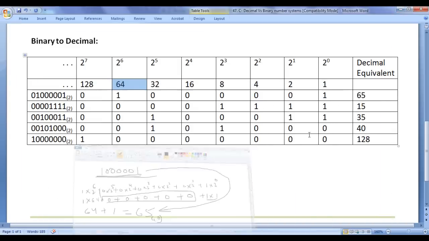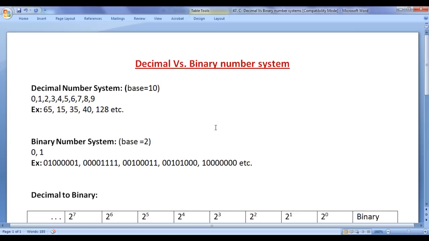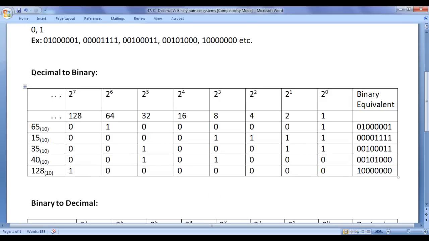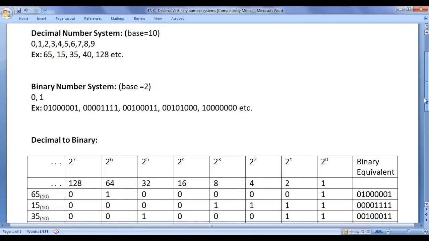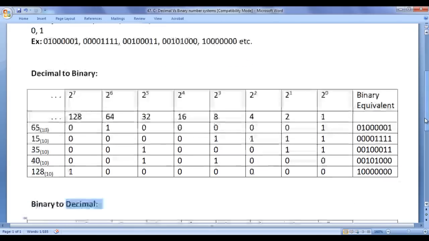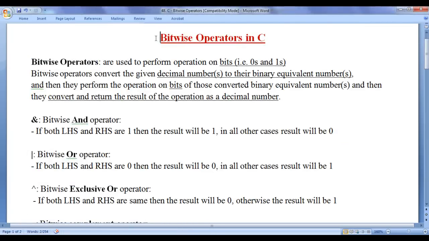I think for this video tutorial, this much is enough, friends. I suggest you watch this video again and again. Understand decimal number system and binary number system. Understand how to convert decimal number to a binary equivalent number and a binary number to a decimal equivalent number. Try some more examples, because if you understand how to convert decimal to binary and binary to decimal, then you can definitely understand bitwise operators in C successfully, guys.